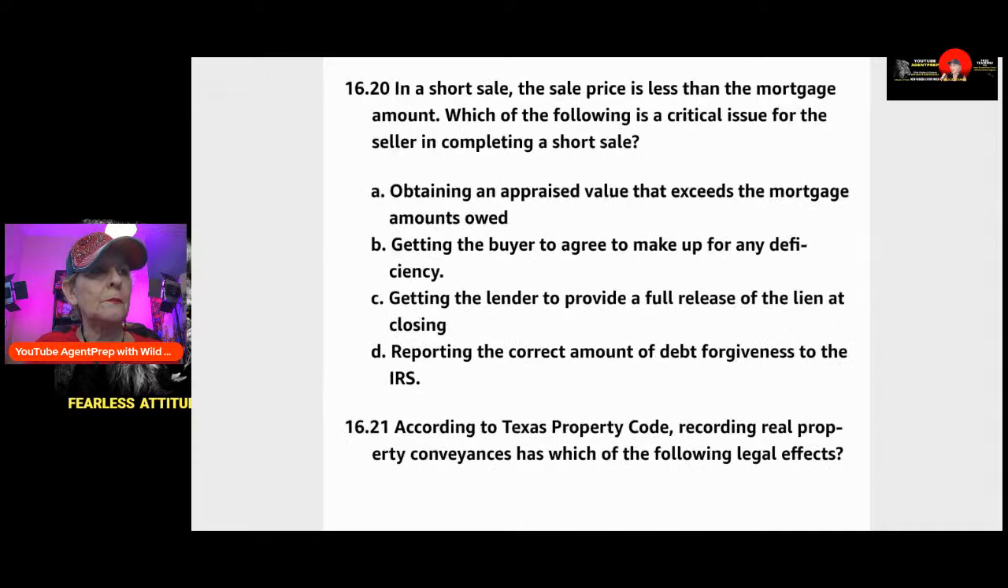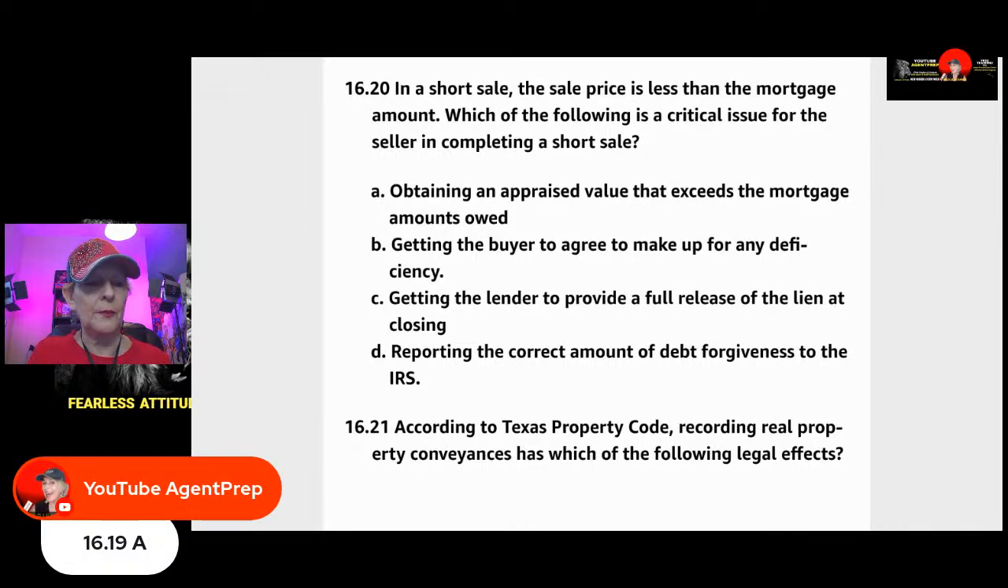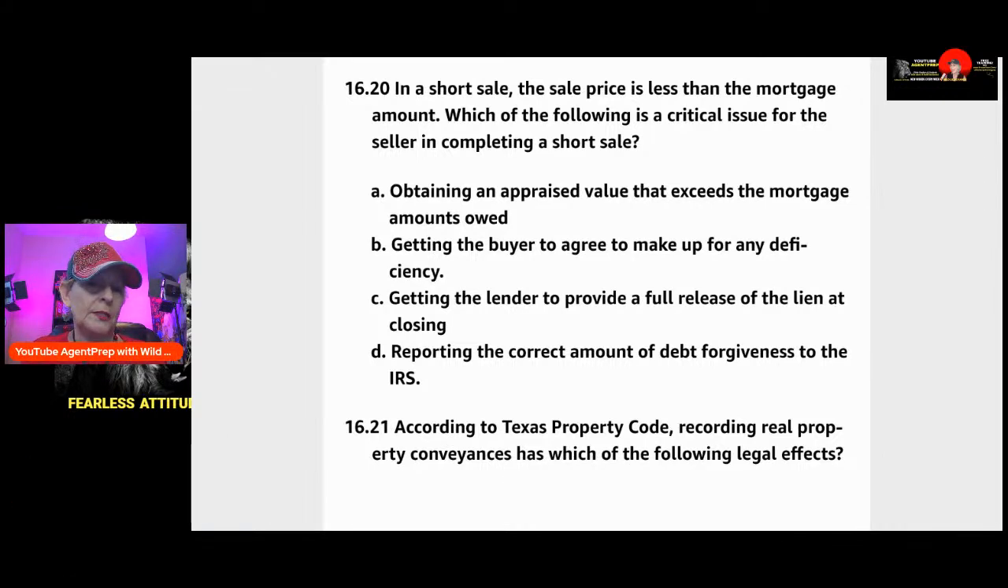Number 20. Oh, here comes what I just talked about, right? Short sale doesn't mean the sale is short and quick. 20. In a short sale, the sale price is less than the mortgage amount. Which of the following is a critical issue for the seller in completing a short sale? A, obtaining an appraised value that exceeds the mortgage amount owed. B, getting the buyers to agree to make up for any deficiency. C, getting the lender to provide a full release of the lien at closing. Or D, reporting the correct amount of debt forgiveness to the IRS.